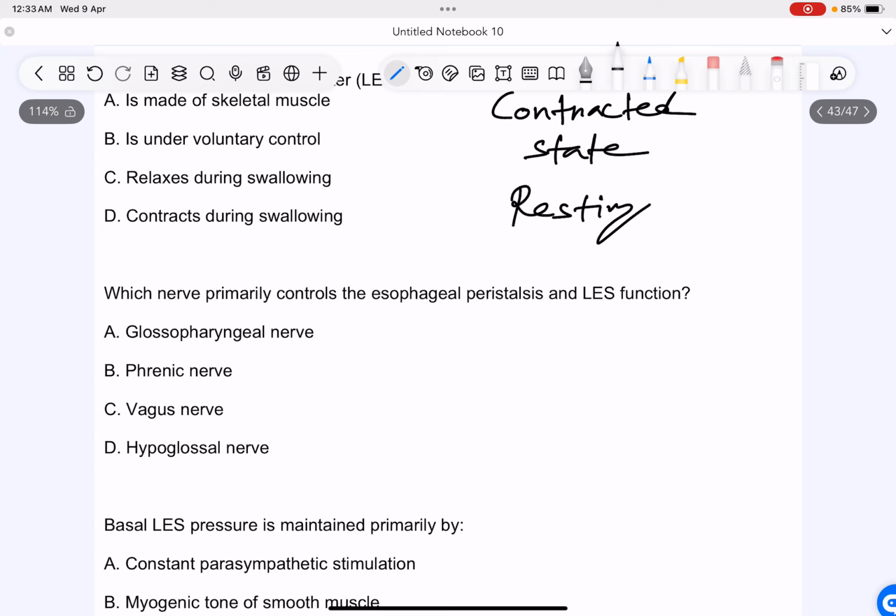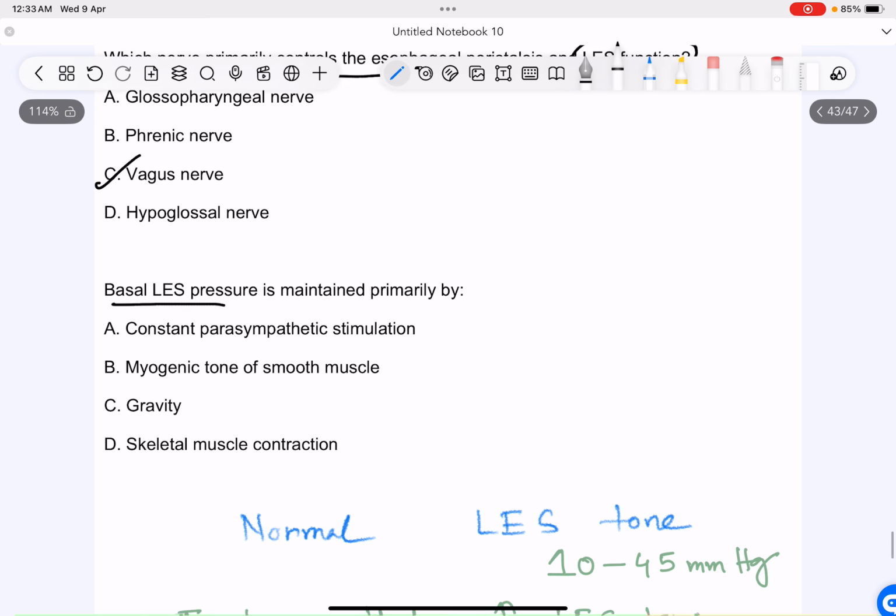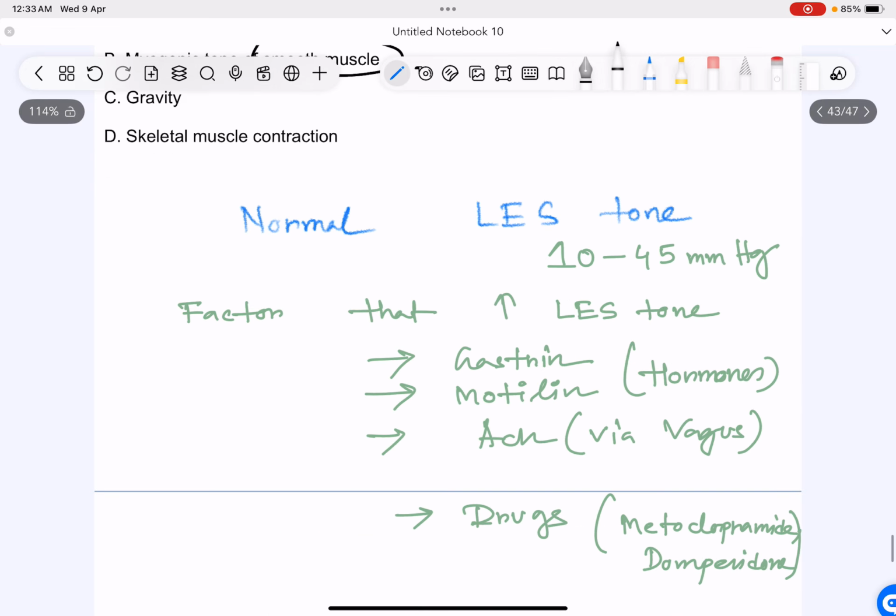Which nerve primarily controls the esophageal peristalsis? It is the vagus nerve. The vagus nerve is the main controller of peristalsis, also of the lower esophageal sphincter. The basal lower esophageal sphincter pressure is maintained primarily by the myogenic tone of the smooth muscle, but there is also a role of hormones and neurotransmitters. So normal LES tone is between 10 to 45 millimeters of mercury.